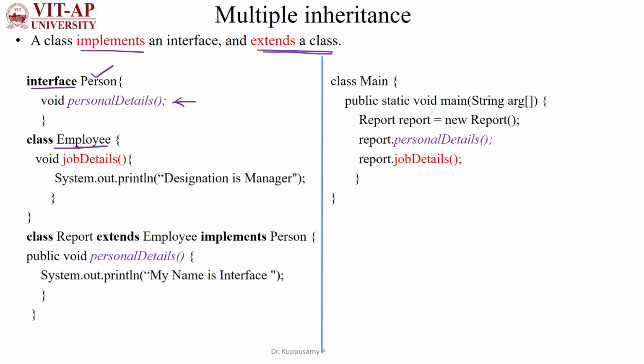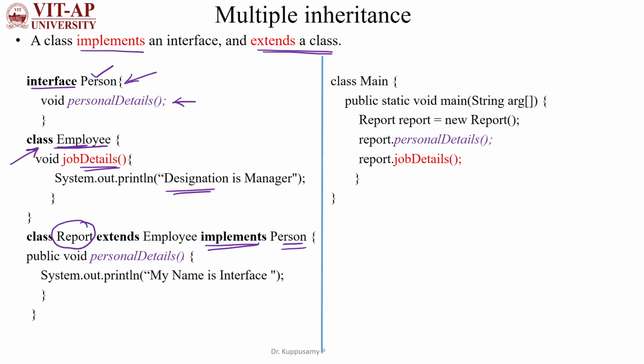Then we are defining a class named Employee, which has the method job details. This has a single statement, designation is manager. Then based upon that, we are defining the new class Report, which is extending the class Employee and implementing the interface Person, right? So here the class is doing two things: one is extending the Employee class and the other is implementing the Person interface.